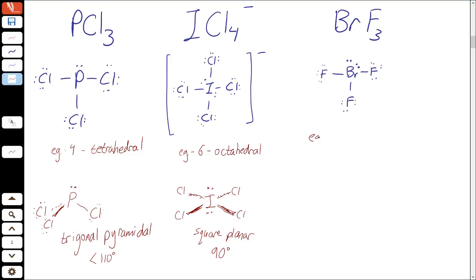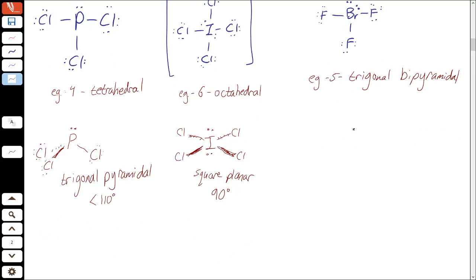Okay, so how many electron groups there? 5. And we call that trigonal bipyramidal. We've got 2 lone pairs of electrons. So a trigonal bipyramidal orientation geometry looks like this.